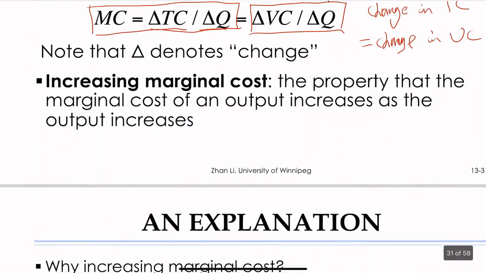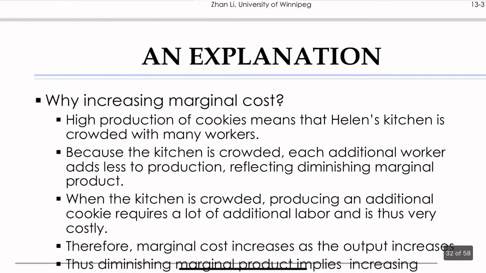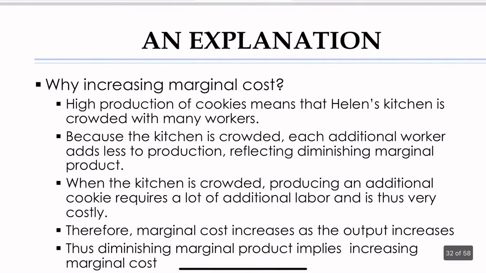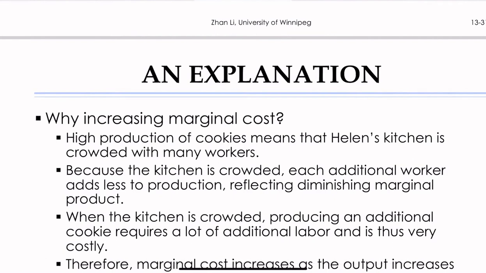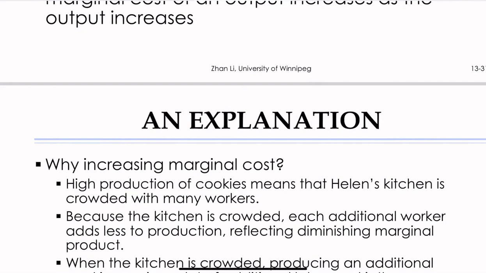Now let's talk about a very important property of marginal cost. It's called increasing marginal cost. It basically says that as you increase the output, the marginal cost will increase, right? So why do we get this result? Well, to put it simply, it's because marginal product is decreasing. So if marginal product is decreasing, then marginal cost should increase.